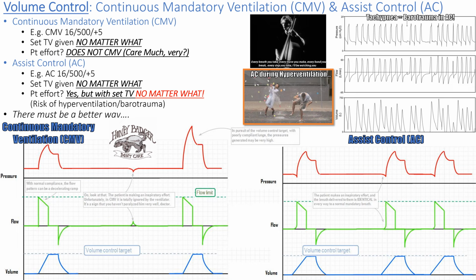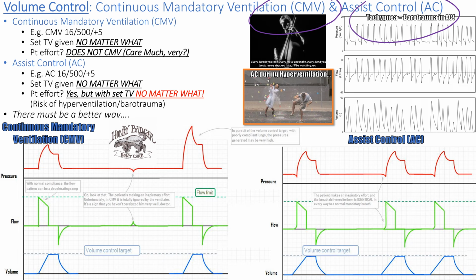So, volume control modes. We've got SIMV control, we've got CMV. And again, these are retired, right? So you should not see these anymore, except for in the Draeger, because the Draeger couldn't copyright PRVC in time. All right, so it's continuous mandatory ventilation.